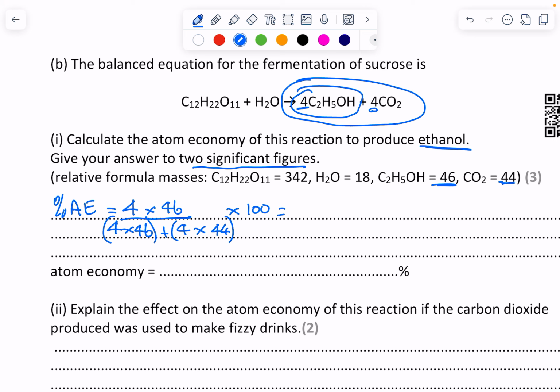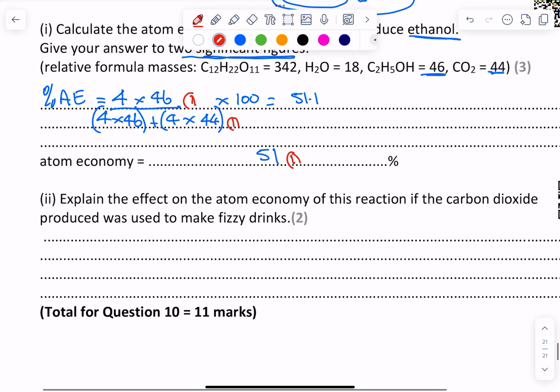Okay, put that into my calculator. I'm getting an answer here of 51.1, but I've got to do it to two significant figures, which therefore becomes 51. Marks wise, 3 marks available, so you get 1 mark for doing this. You're going to get a mark in here for the top little bit and a mark in here for the bottom little bit as well.